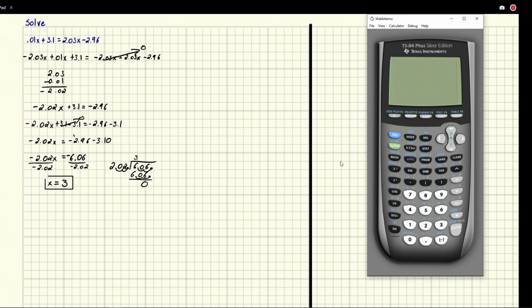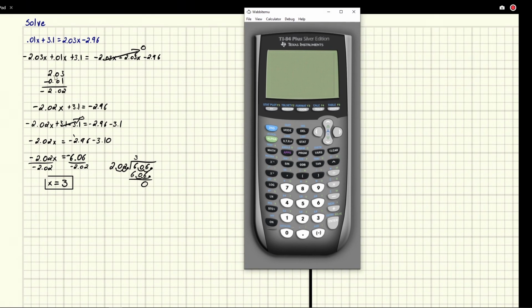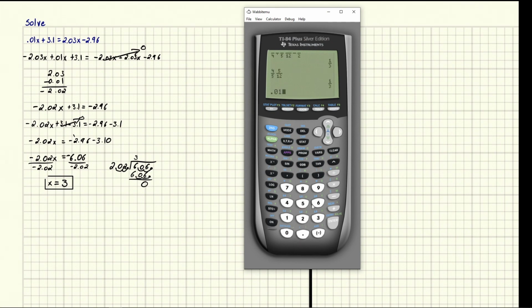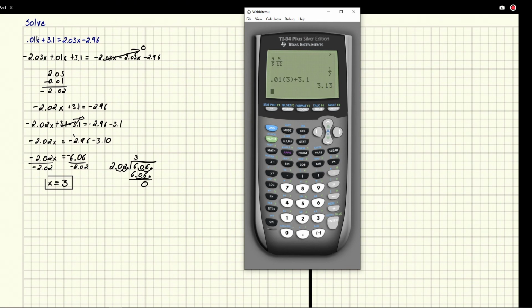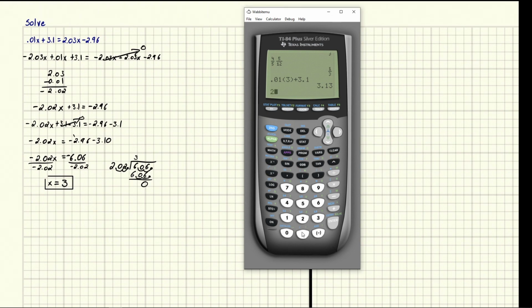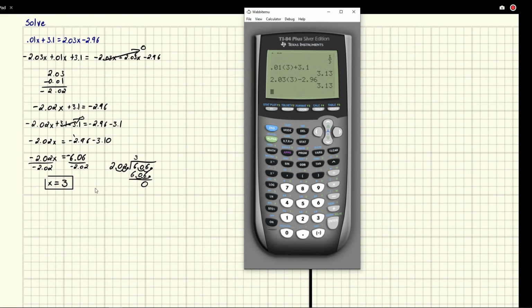We want to check it. So that means that when we plug in 3 for x, it makes this equation a true statement. So let's test that. I'm going to use a calculator for the testing. So we have 0.01 times 3 plus 3.1. What do we get? 3.13. So that's what we get on this side. Well, what do we get on this side? Well, we have 2.03 times 3 minus 2.96. And we get the exact same thing. So our answer checks out. We're very confident in it, and we can go ahead and move along.